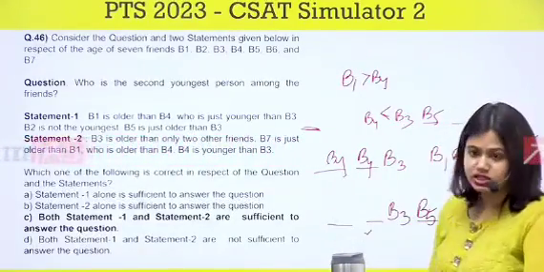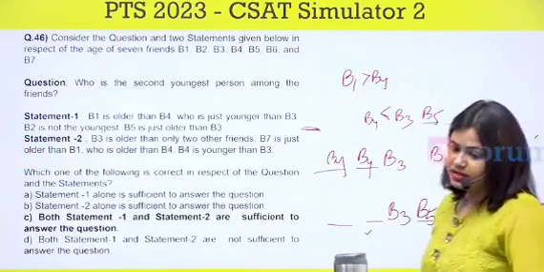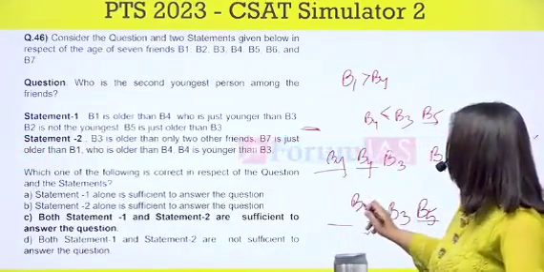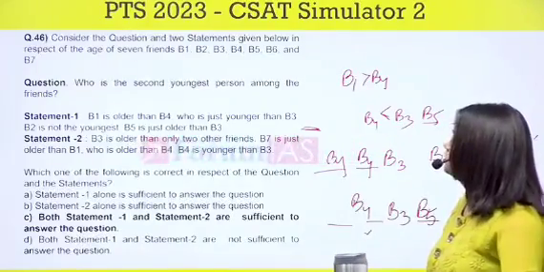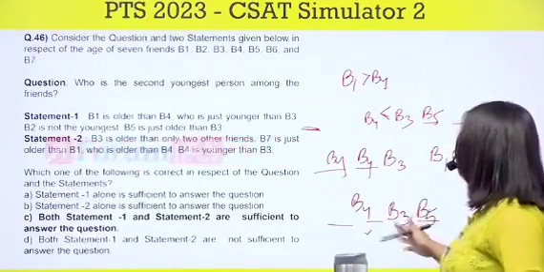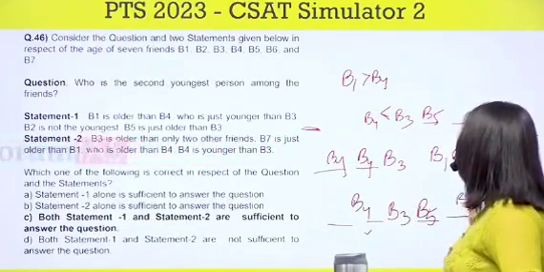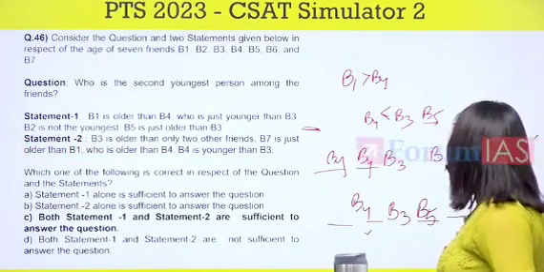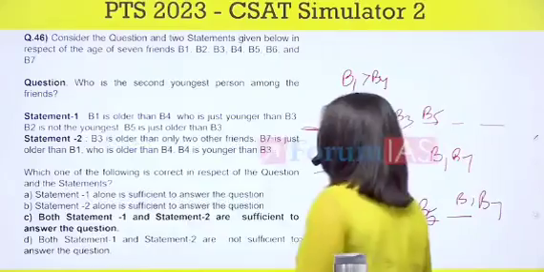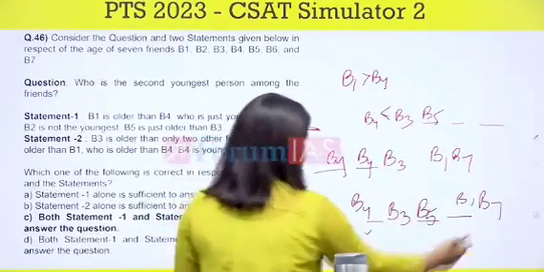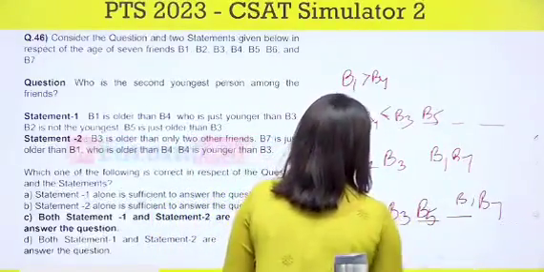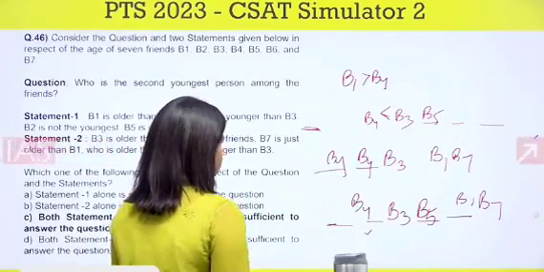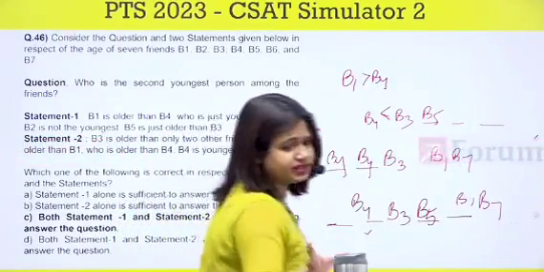B2 is not the youngest. So what will I do? I will place B2 somewhere, right? And I know that B4 has to be somewhere here, right? B2 is not the youngest. Then B1 is older than B4, so B1 has to be somewhere here, right? B7 is just older than B1. So B7 is here. 1, 2, 3, 4, 5. One more option is left. I have to place B2 and B6.